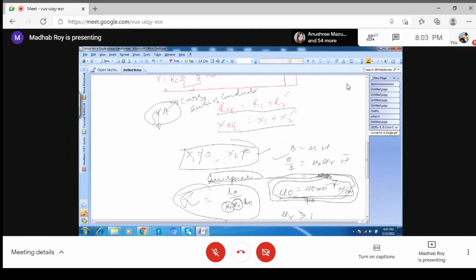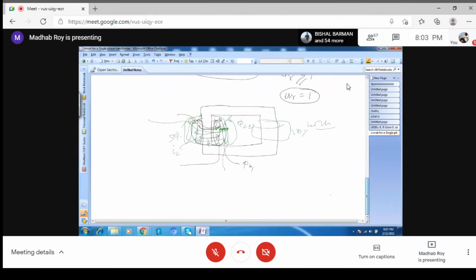So why is leakage reactance minimization required? What is the problem? If we do have a large leakage reactance, what will be the problem? In a transformer, you have studied that it will impact the voltage regulation. You know that very well. So we can also write that power factor may be changed.